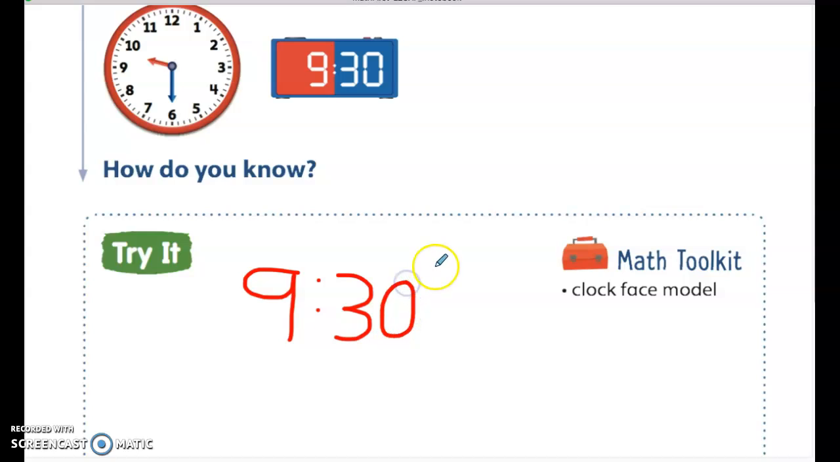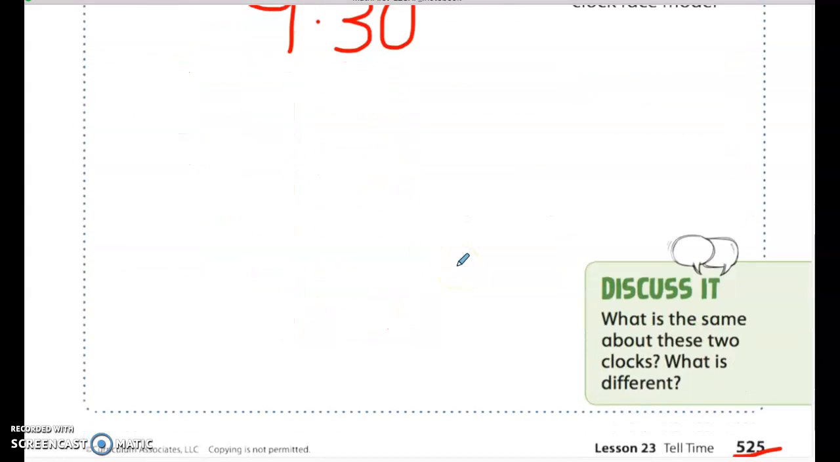And I'll be honest with you, writing with this little pen is kind of difficult.